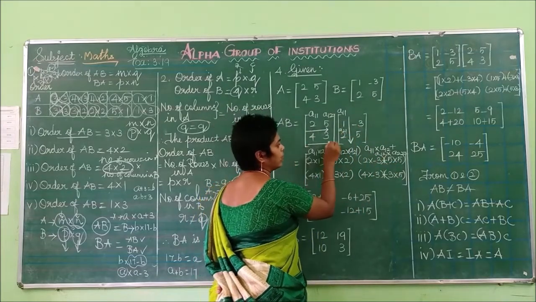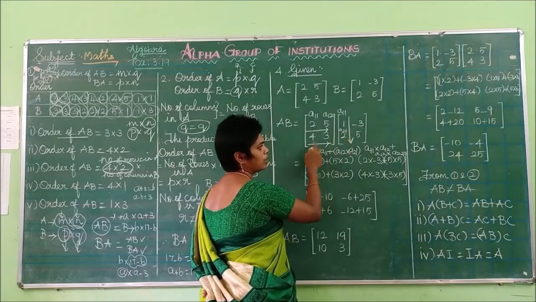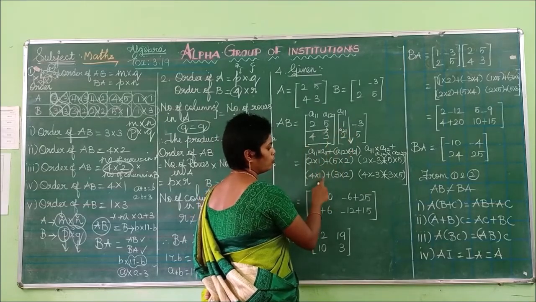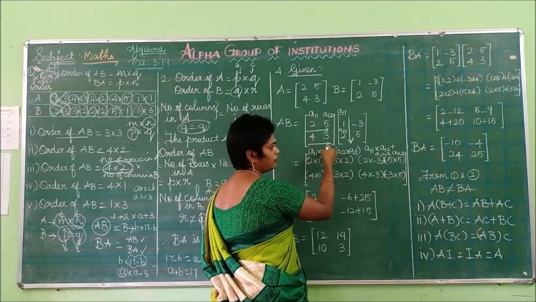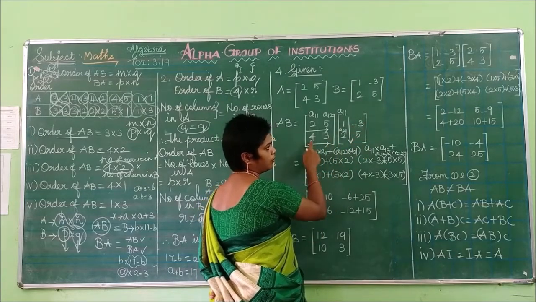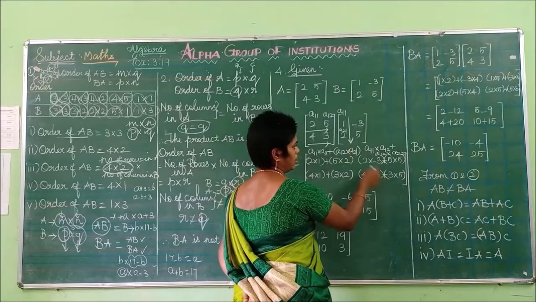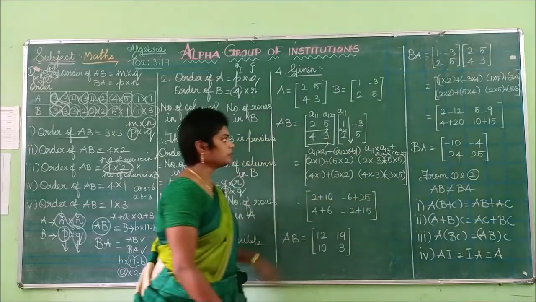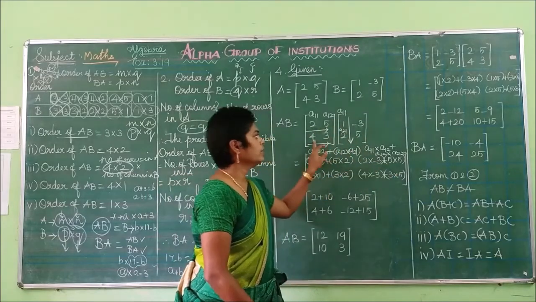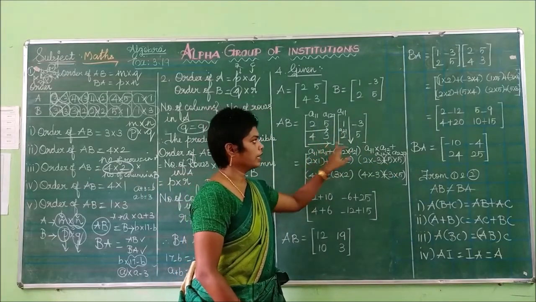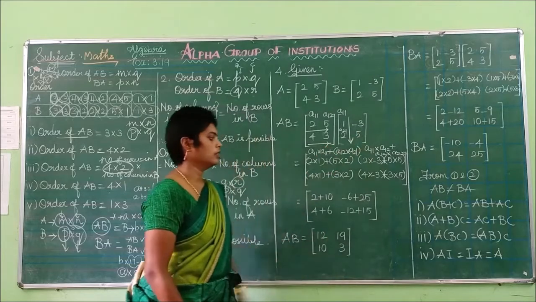Now take the second row into the first column. Second row means 4 into 1 plus 3 into 2. Then take the second row with the second column: 4 into minus 3 plus 3 into 5. First row, first column; first row, second column; second row, first column; second row, second column. That's all. So it is done.